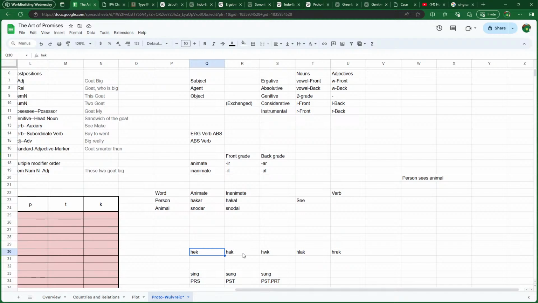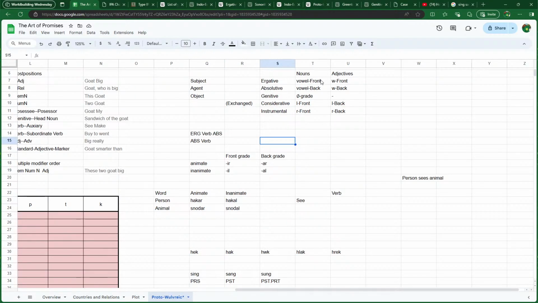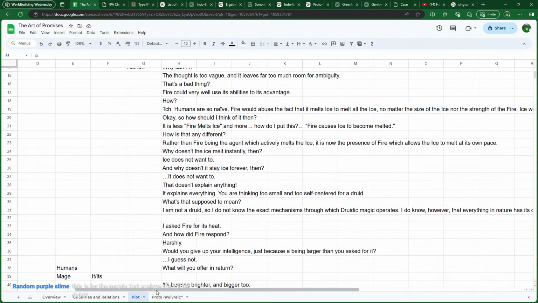So this is the ergative form, this is the absolutive form, this is the genitive form, this is the considerative form, and this is the instrumental form. Considerative means that this is an object offered in exchange for stuff like druidic magic, and other parts of their language as well. Instrumental is basically the instrument used to perform the verb. So this is for the people that enslave the fairies, right? Not yet. At this point, they don't have access to arcane magic because they haven't traveled to the fairy continent.